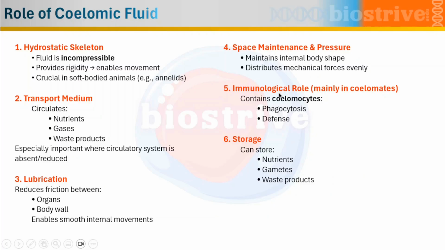There is an immunological role which is present in many coelomates, and the main role is phagocytosis of various kinds of toxins or foreign objects. There is a role in defense overall. There is a role in storage of nutrients. Sometimes storage of gametes will also take place, and storage of waste products before they are released or diffused out.